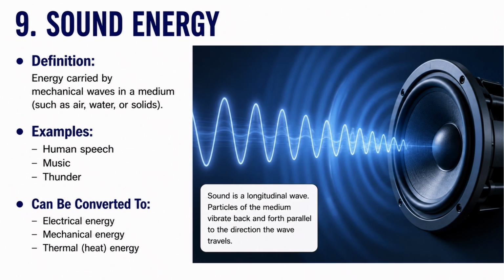Sound energy is produced by vibrating objects and travels through air, water, or solids as mechanical waves. Human speech, music, and thunder are all familiar examples. Because sound requires a medium to travel, it cannot propagate through the vacuum of space. Sound energy is often produced whenever mechanical energy causes an object to vibrate.